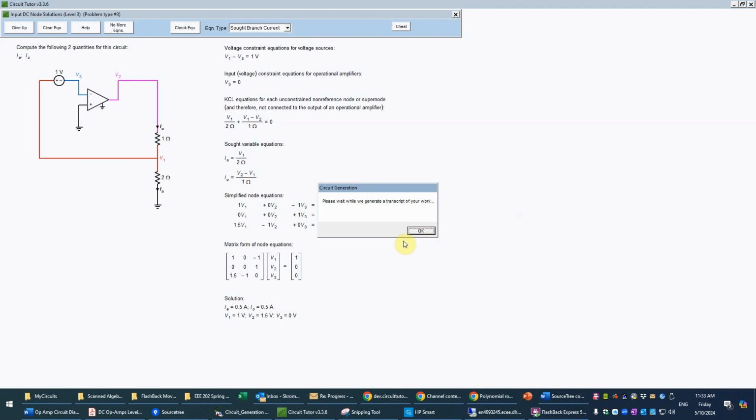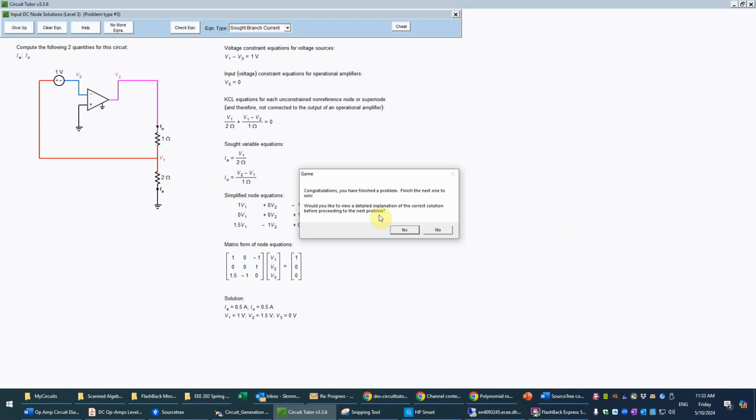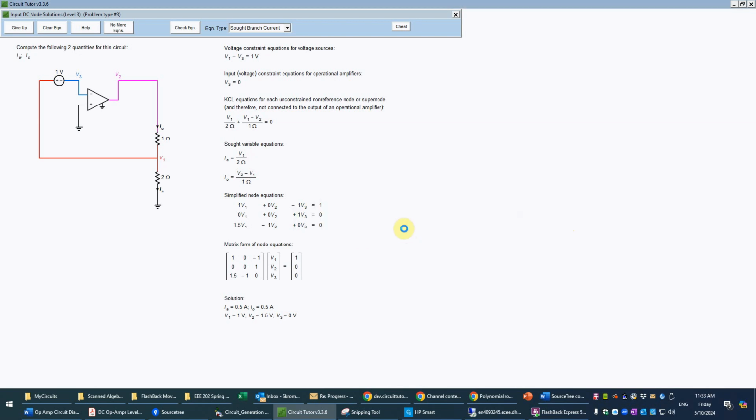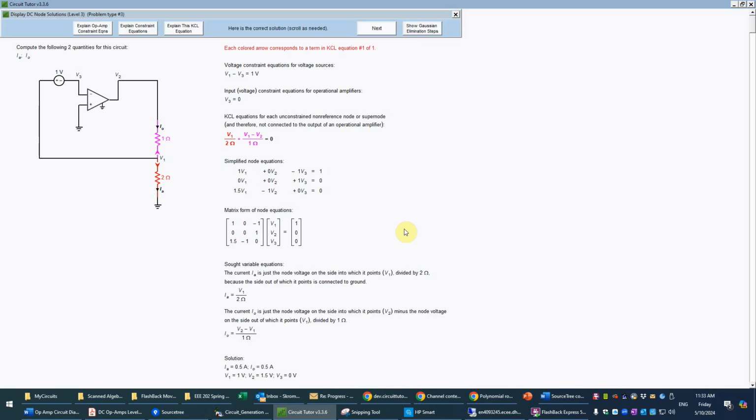And now it's making the PDF transcript of our work. And we can access that from the review work button for purposes of review or studying, which is always, of course, a good idea later. Now, we could get a detailed explanation of this also. So I'm just going to show that for completeness here. And it shows how the KCL equation is formed.